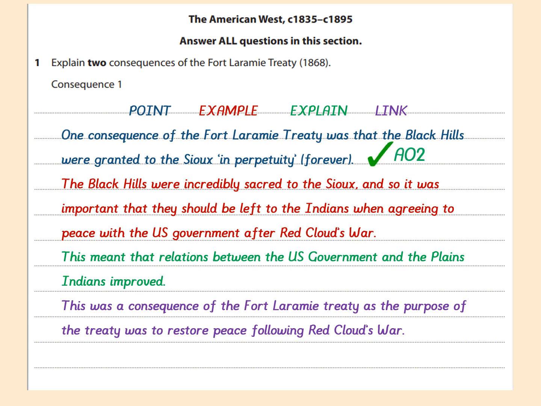So do I get the marks? Well, there's some AO1 in that first point, some AO2 knowledge in the second, some AO2 in the next, and finally a bit of AO1 and AO2 in the last point. So that would get me 4 out of 4 for this first consequence. Let's see how I get on with the next one.